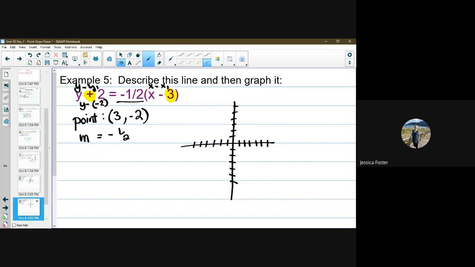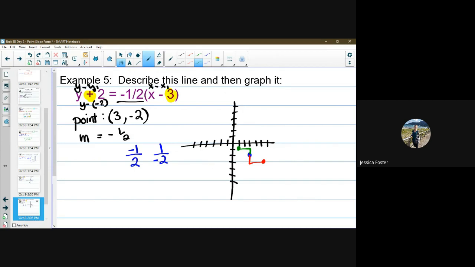So if I graph the point 3, -2 right here, I'm going, well, it's -1/2, so I should have a negative slope. I have to choose: am I going to go -1 over +2 or +1 over -2? Either way, you're going to get the same answer. I'll do an example of both. Let's say I go down 1, and then to the right 2. 1, 2. That would be my next point. Versus if I went +1 over -2, I would go up 1 to the left 2. So now I have 3 points right there to connect my graph.